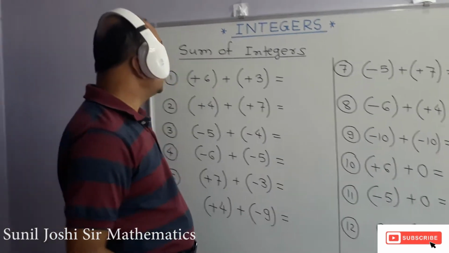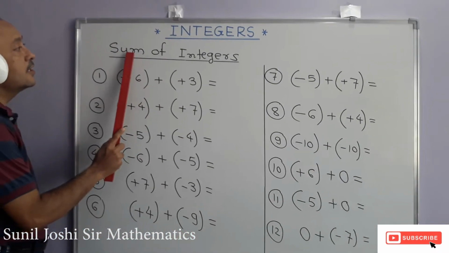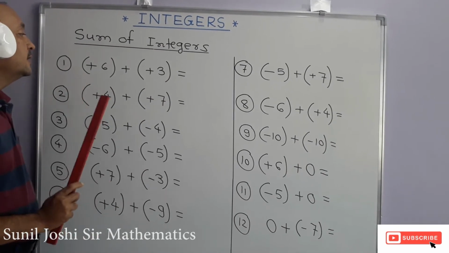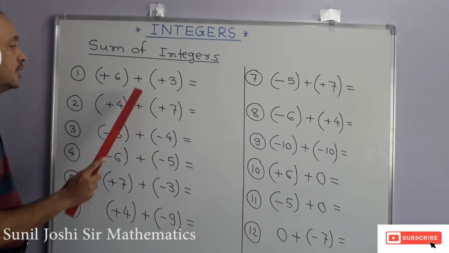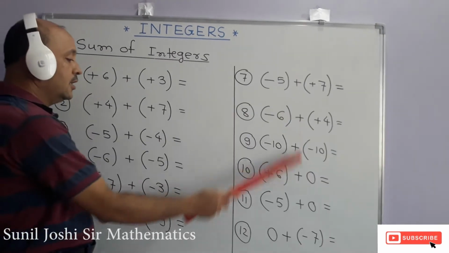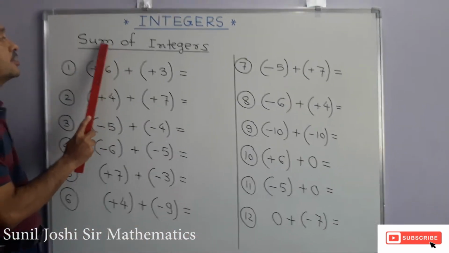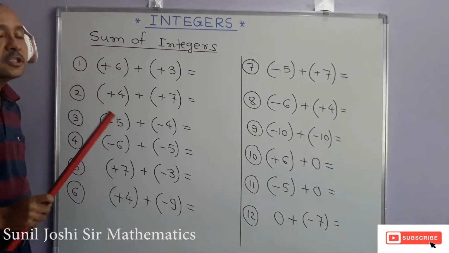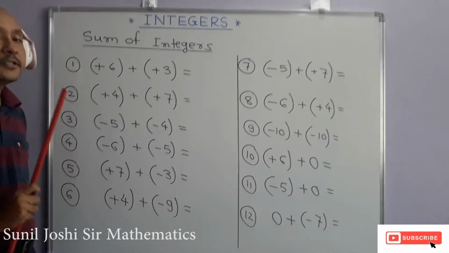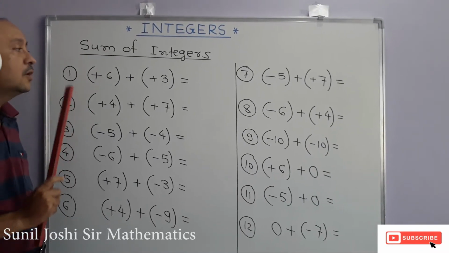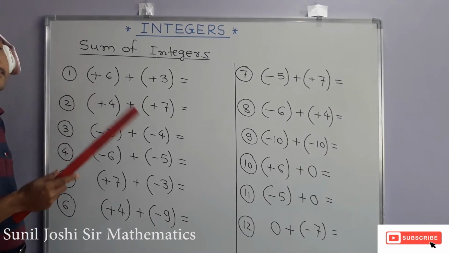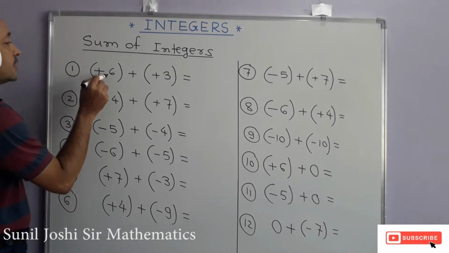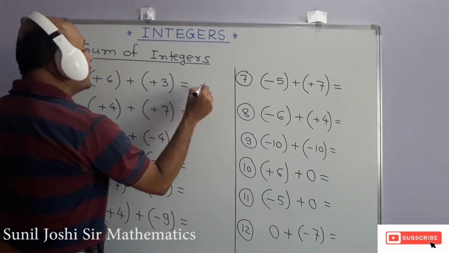So let us see the first basic operation of integers, that is sum of integers. There is only one rule. I am going to tell the rule: similar signs do addition. In all 12 examples, we have to do the operation sum, that is the addition operation. So what is the rule, students? Similar signs, both integers have the same sign, we are going to do addition and give the same sign. Okay, so let us see one by one. Positive 6 and positive 3, the answer is positive 9.